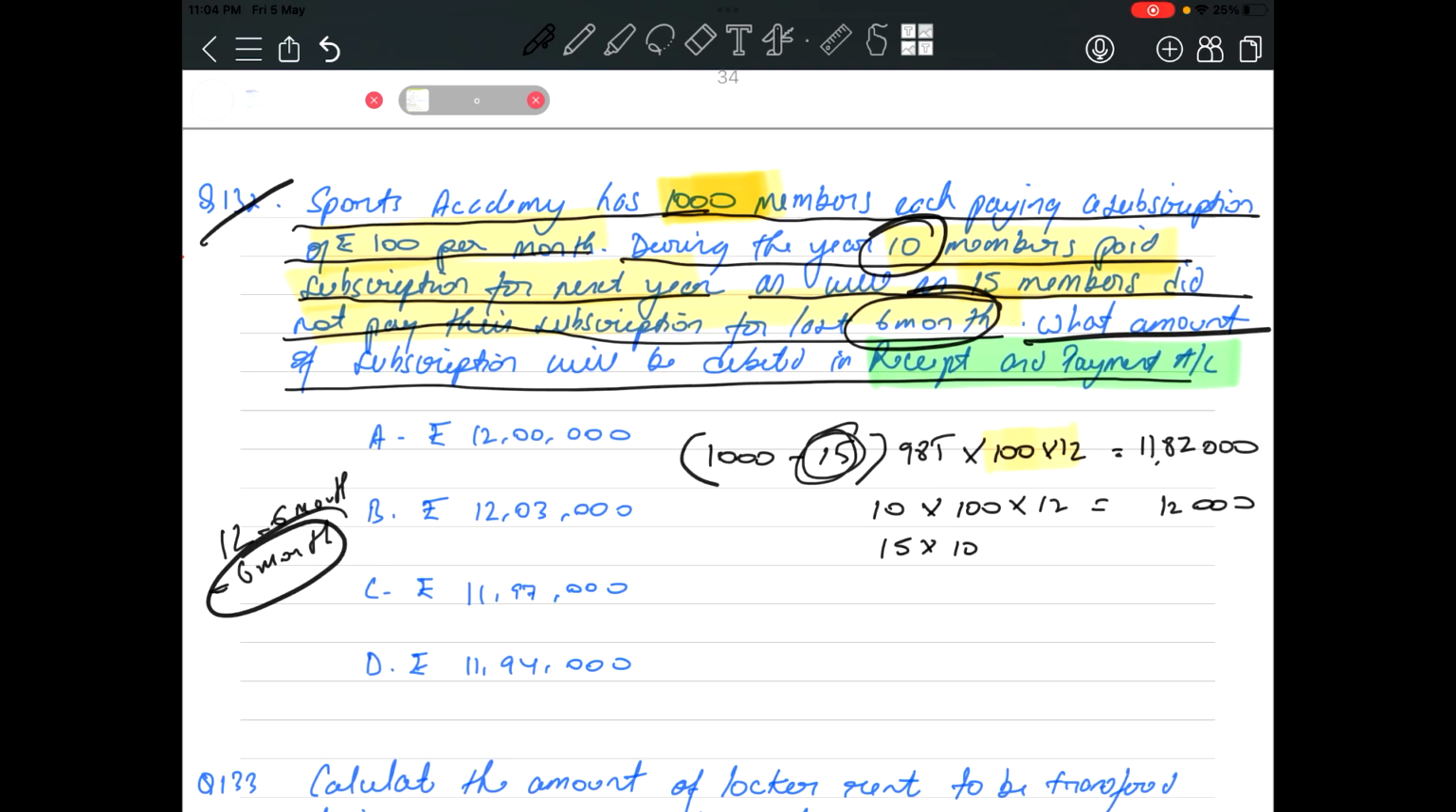Now what will happen? 15 members paid 100 rupees per month for 6 months. So 15 into 100 into 6, what's the amount? 9,000 rupees. So what is the total money which they received? It will be 12 lakh 3,000. So what is the answer for this? B is the answer. I hope this is easy.